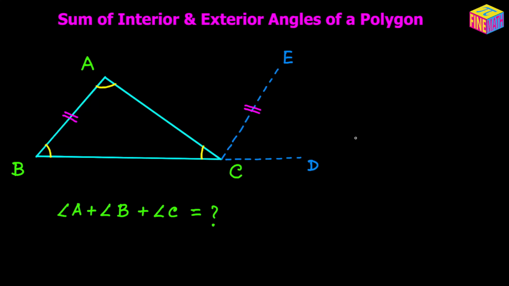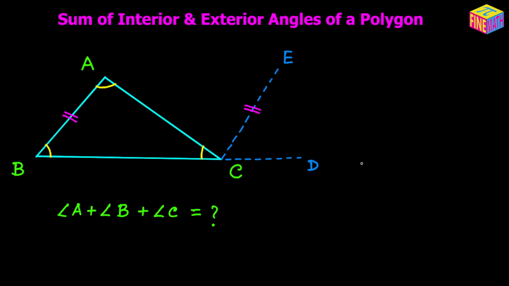Let me first complete the drawing and then we'll discuss. So what I have done here, I have extended the side BC up to D, and also I have drawn a line which is parallel to the side AB. So think about line CE. Let's assume that line CE is parallel to the line AB, and CD is nothing but an extension of the side BC, right? So now let's take a look.